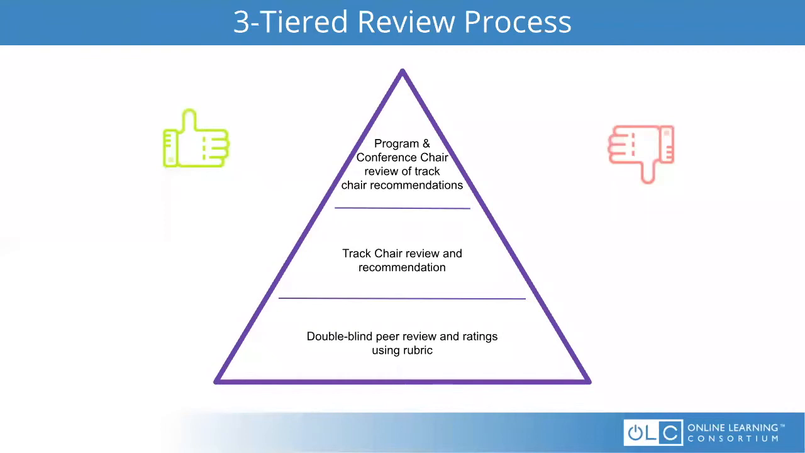This double-blind peer review process takes place for about 2 weeks, and we have a stable of about 150 reviewers. Everybody's assigned a number of reviews, and they go through and score everything based on the rubric that Tracy outlined previously. And once that review period has closed, we go to the second phase of the review process.